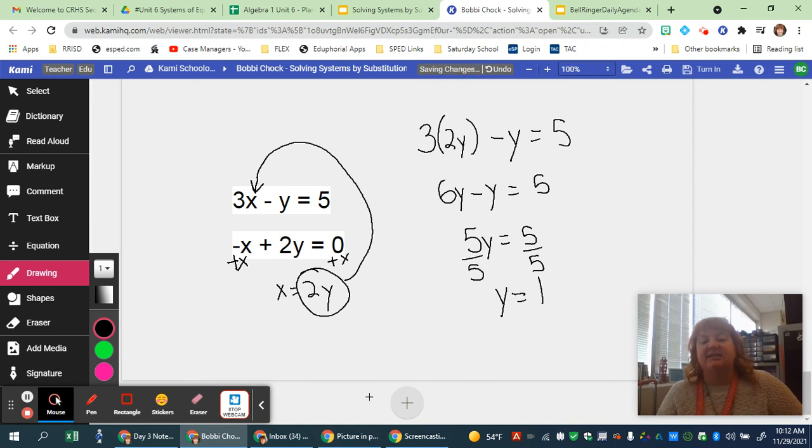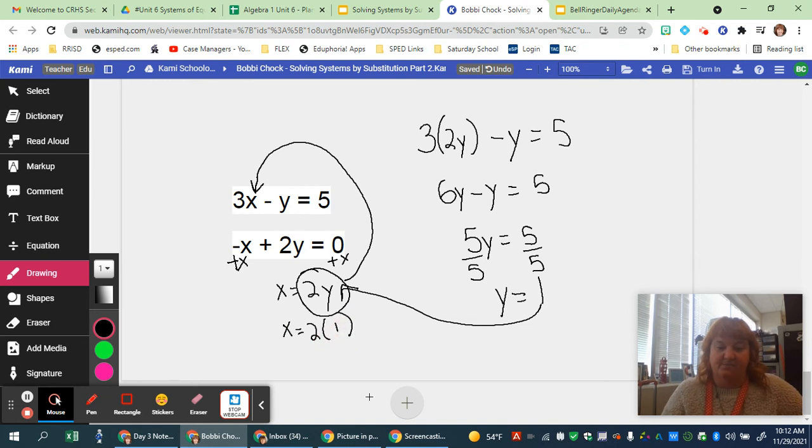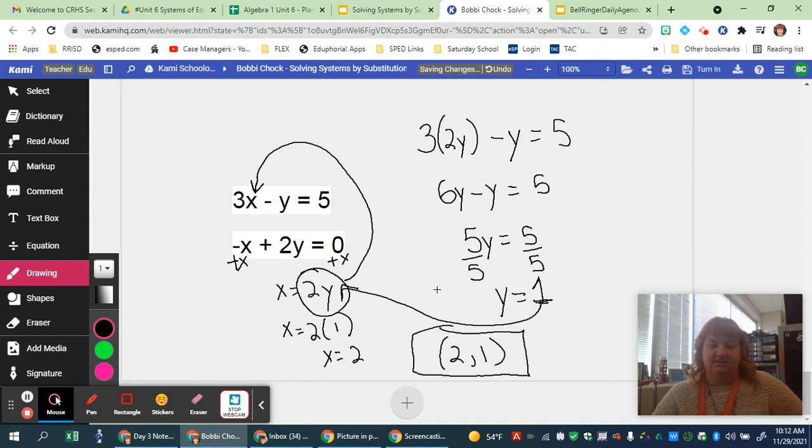Now I'm going to substitute that 1 in, and I can substitute it right here to get the x. Right there. x equals 2 times 1. See that? This was my 1. Make sure you can see that. That's a 1. So x equals 2. So my answer is 2, 1. That's my answer.